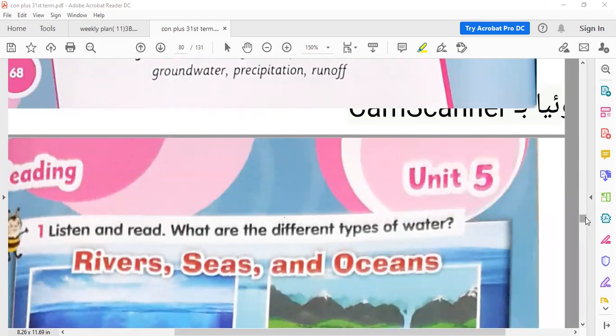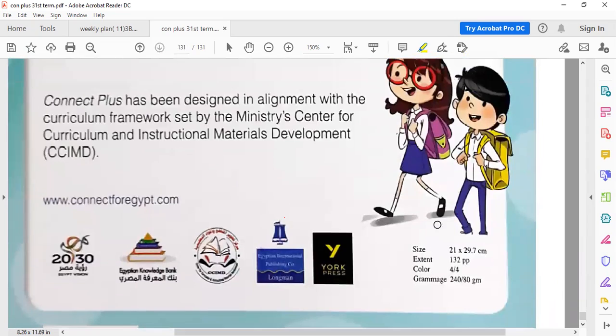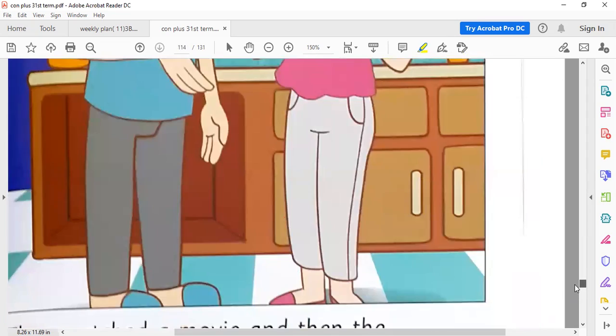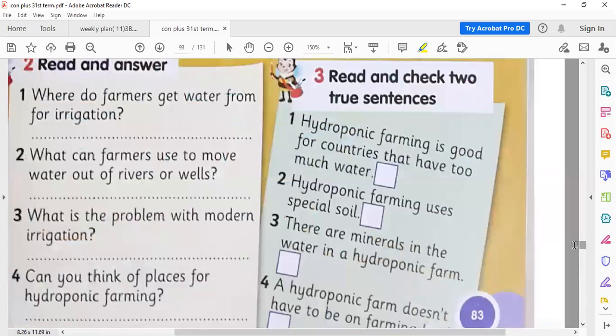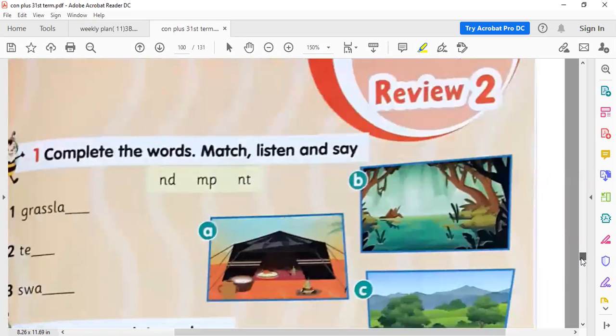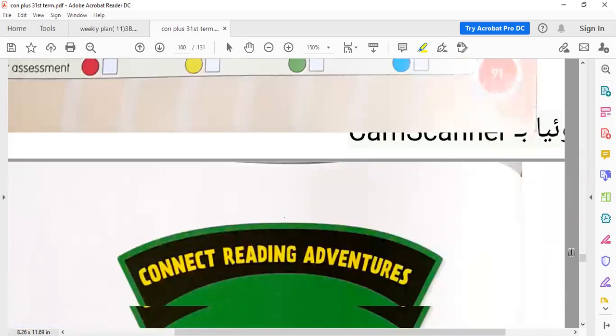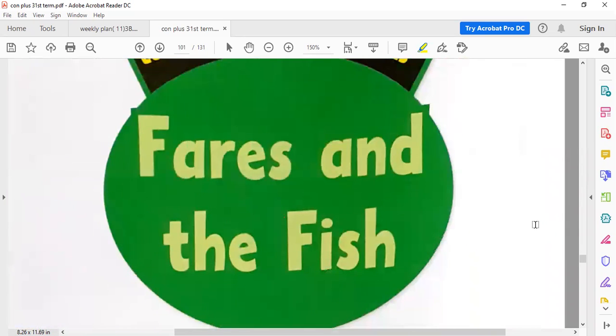Now we go to the story. Teacher, we take it today a story? Yes. Page what? 93. I like this story. The story is called The Ferris and the Fish. What is the name of the story? Teacher, page what? Page 94.